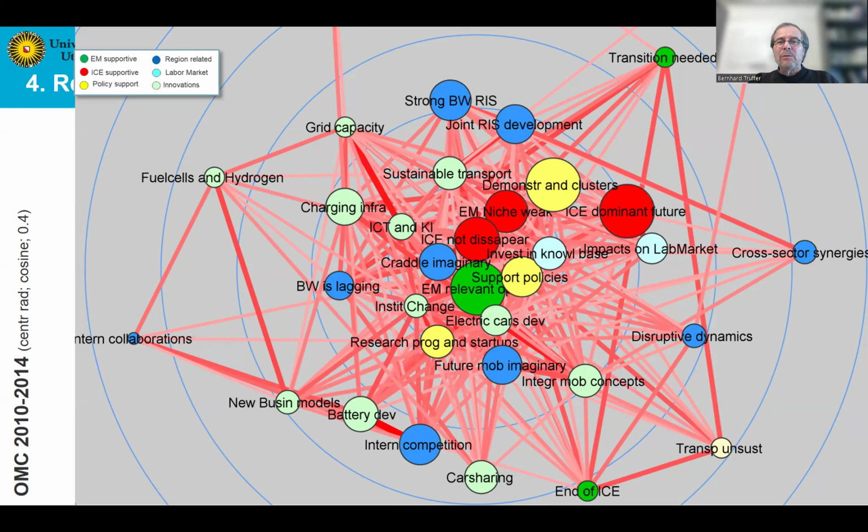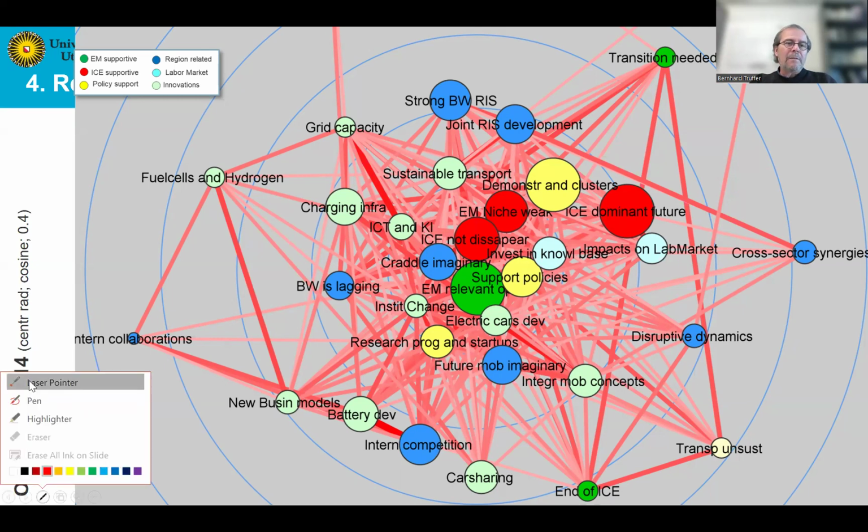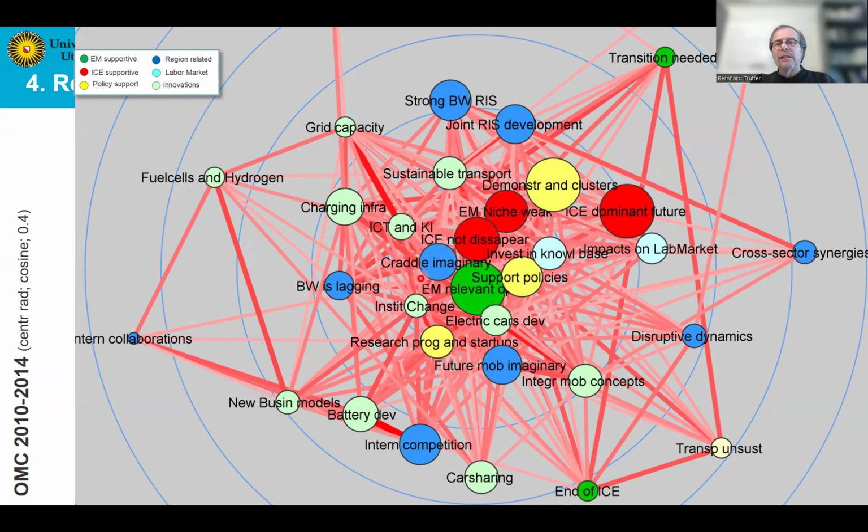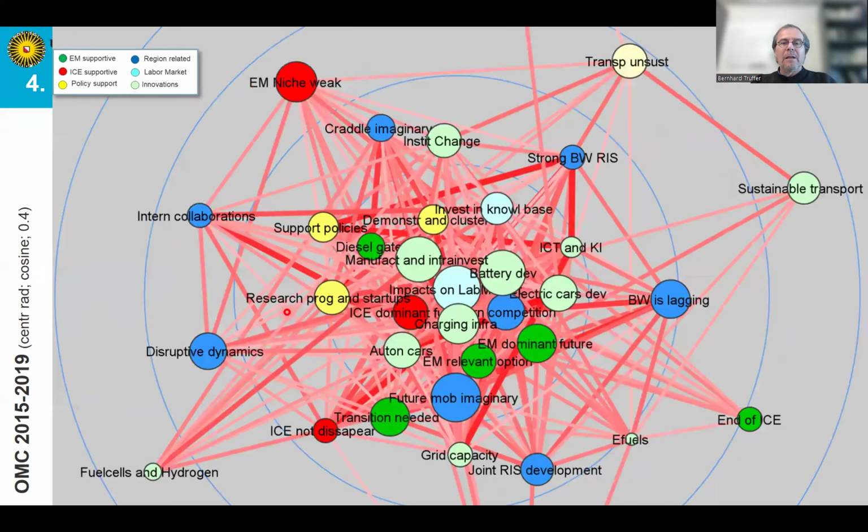And around this, you have the blue and the light green nodes, which represent innovation activity. As there are no priorities between them, and they are of similar sizes, not too prominent, one can say that the reference to specific solutions and approaches was not very strong. What you also see here, in particular, is this cradle imaginary, which is very near to the core, and the assumption also that the IC will not disappear, etc. So this provides a clear picture of an emerging attention to this future option in the region.